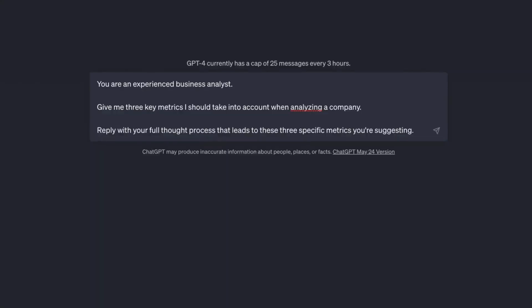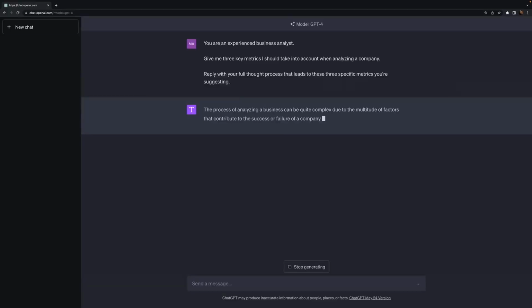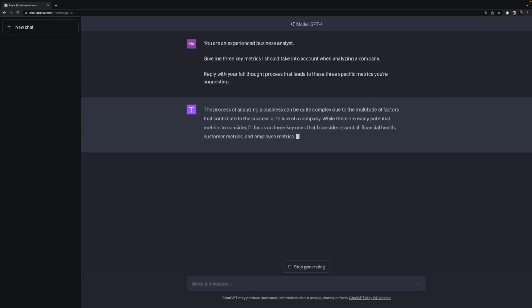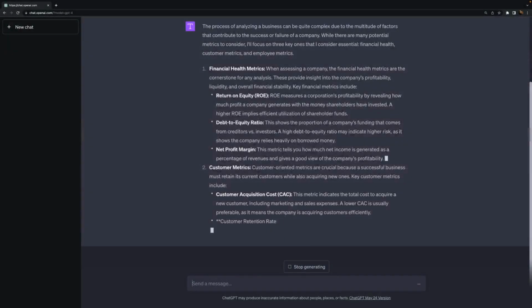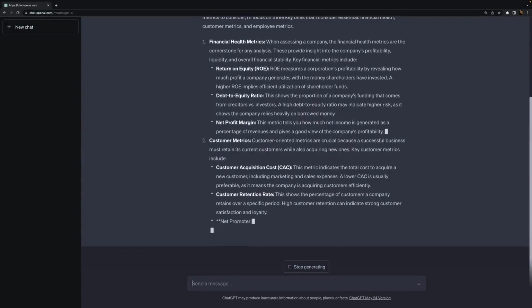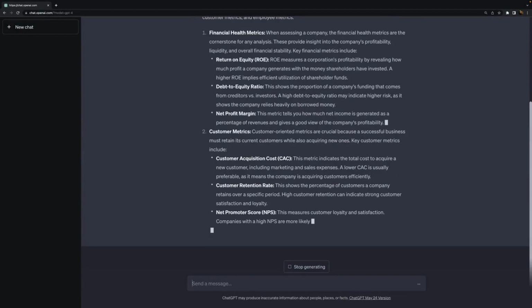Of course, in reality, you would probably be using it for prompts like this, where you're maybe asking for 3 key metrics to analyze a company. You might be getting good results here no matter how you post this prompt or how you send this prompt, but you also might get better results if you get ChatGPT to outline its thought process that leads to certain metrics being suggested.